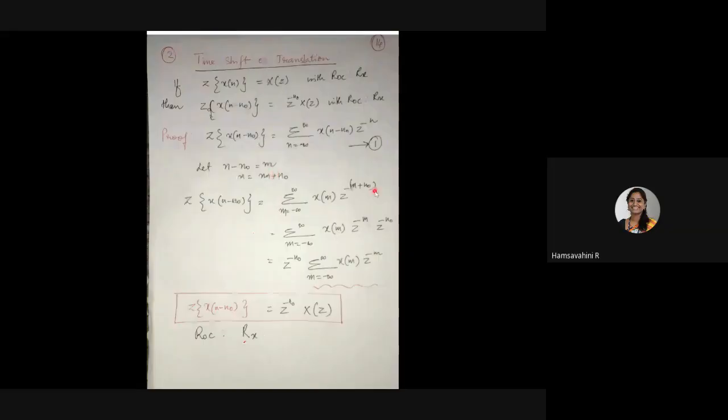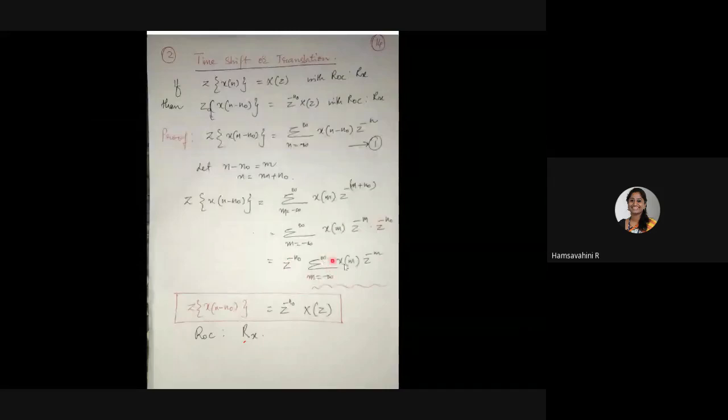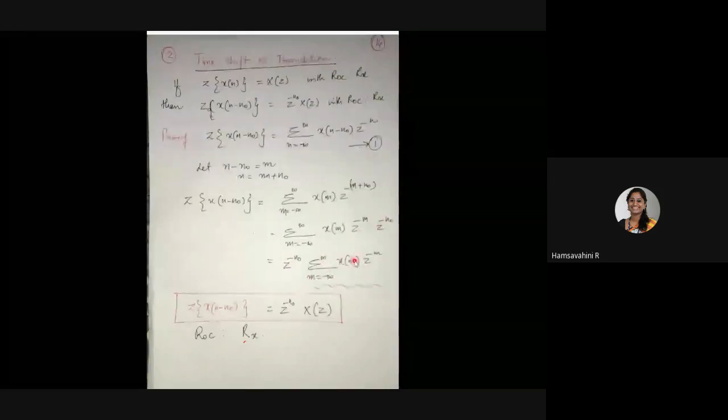Replaced with what? m plus n naught. So now we will simplify this exponential, that is z power minus m and z power minus n naught. Now I'll be taking this z power minus n naught outside the summation, and if you see this, this is summation m equal to minus infinity to plus infinity x of m z power minus m. The equation looks the same as the Z transform.